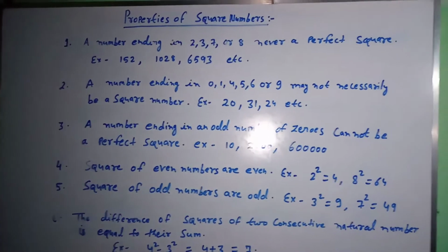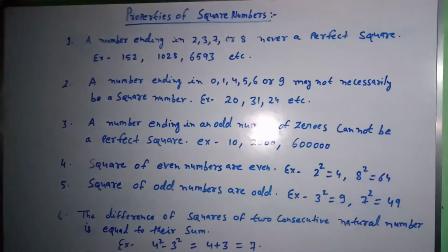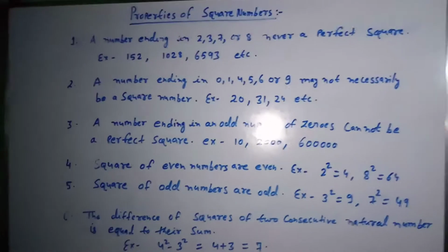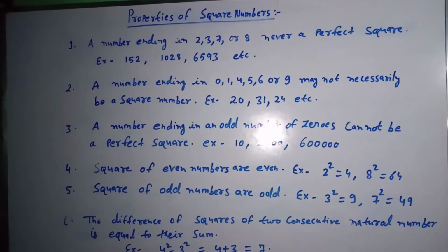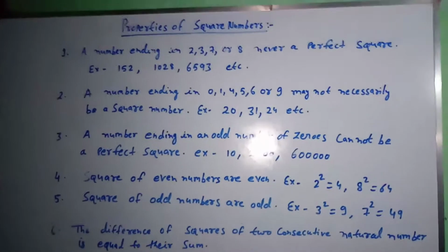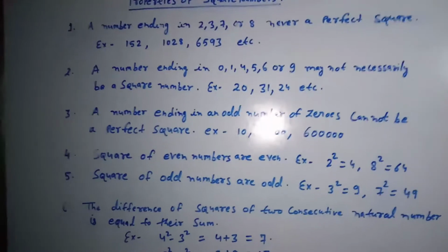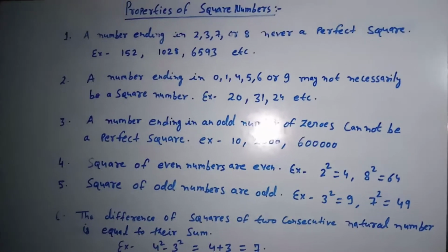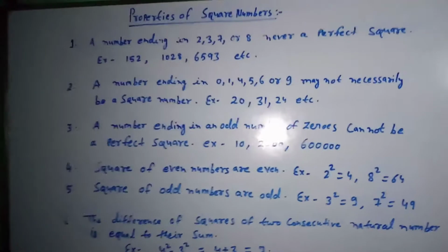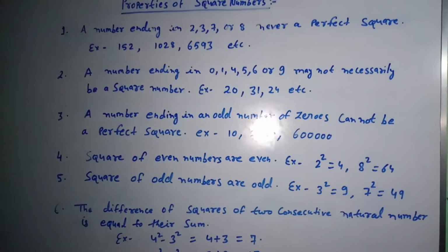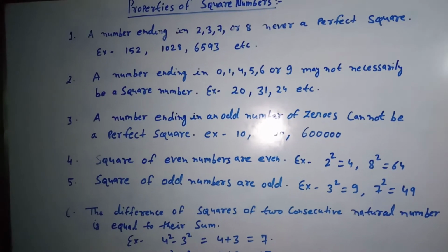So we have to find the square number by splitting the numbers into prime factors. Understood? The third property, a number ending in an odd number of 0.